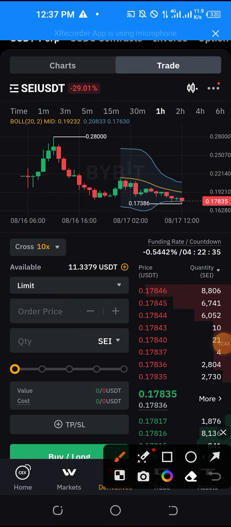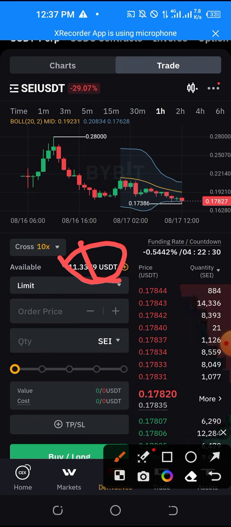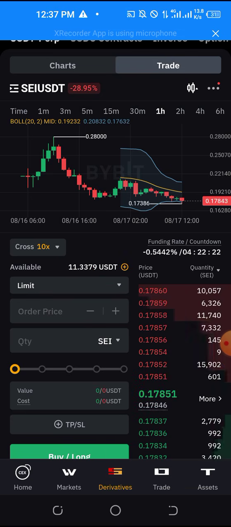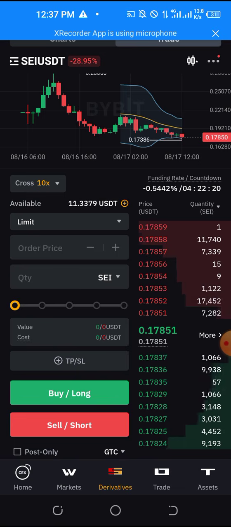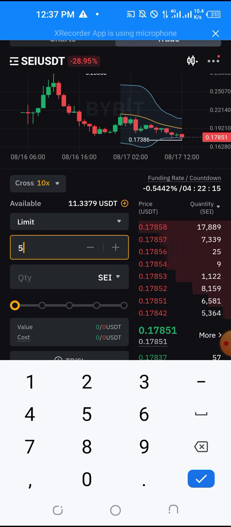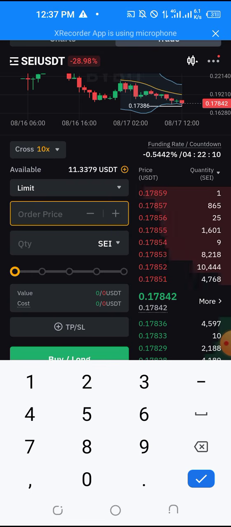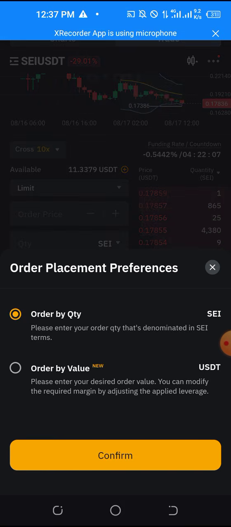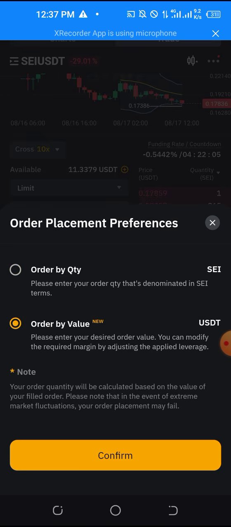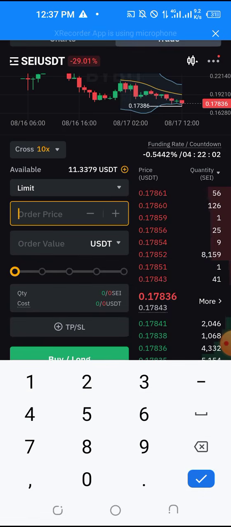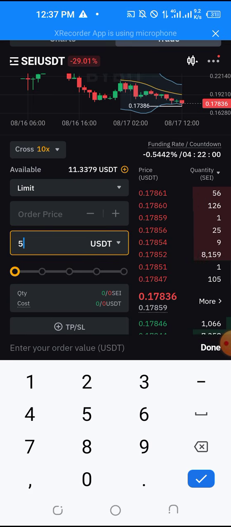After you have seen a coin you want, remember, this is your total, the money you have in your derivative wallet. You are not using everything. We are going to use a portion of it. Let's say you have $50, you can decide to use $10. For this particular trade, I will just use $5. Let me change this to order by USDT. Confirm. Let me put $5 here.